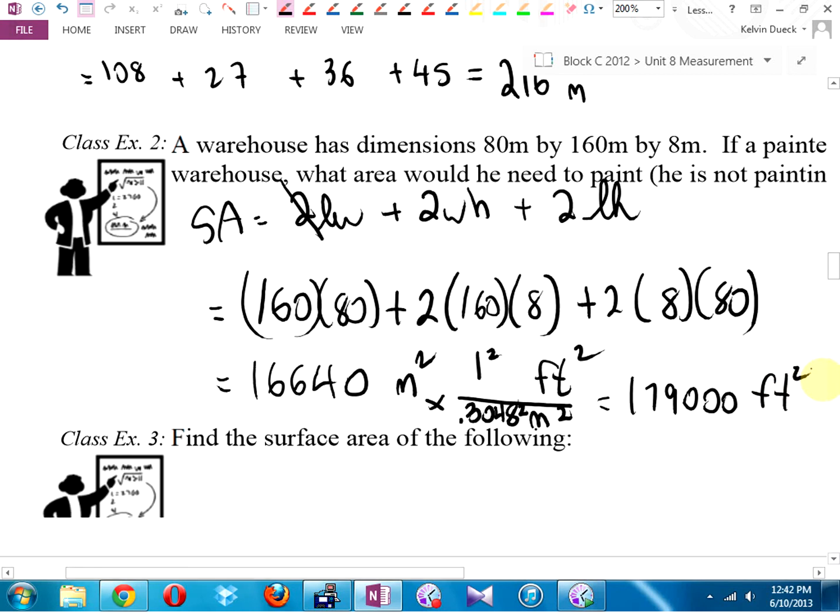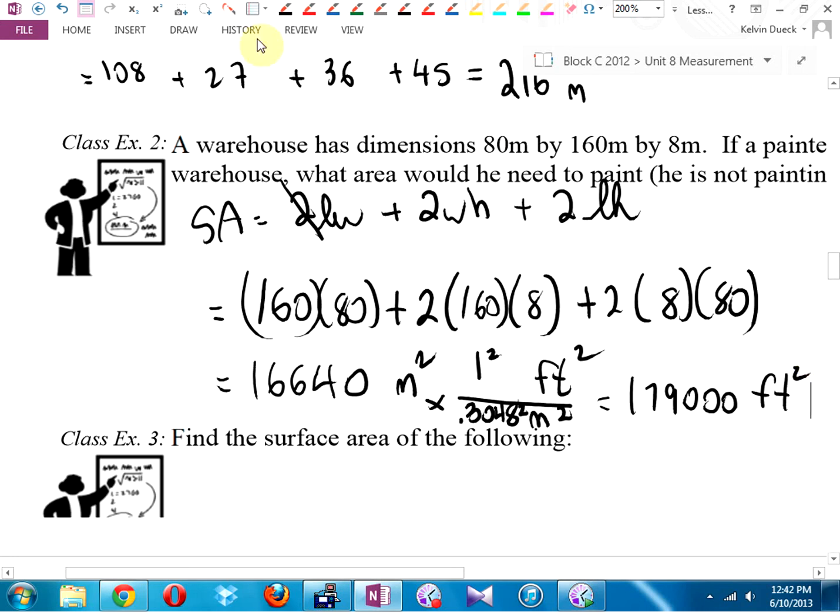Is that okay? Are you trying it? Why did we square it? Because we're doing meters squared and feet squared. What if it was meters cubed and feet cubed? Then instead of squaring the conversion factor, we cube it, which is pretty easy to remember.